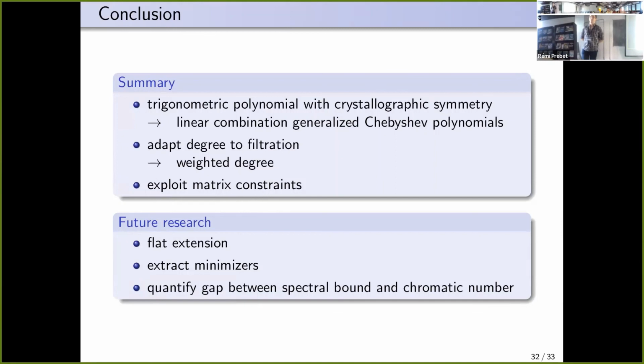And in the future, what I would like to do is maybe look into verifying the set extension to verify that we have finite convergence. And maybe think about if it's possible to extract minimizers using the Chebyshev polynomials. And maybe quantify this gap that we saw between the chromatic number and the spectral bound that we computed actually.